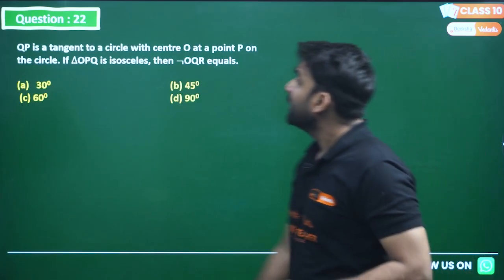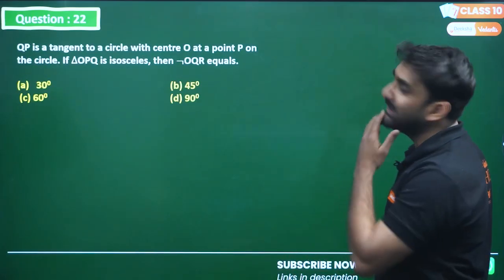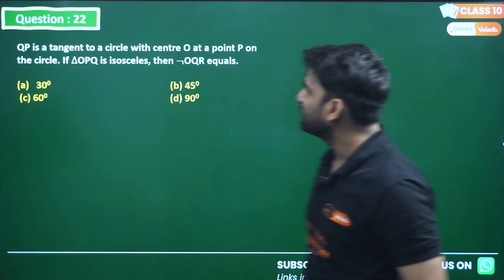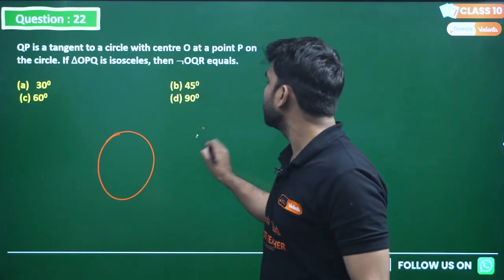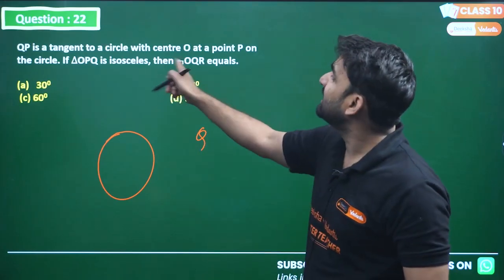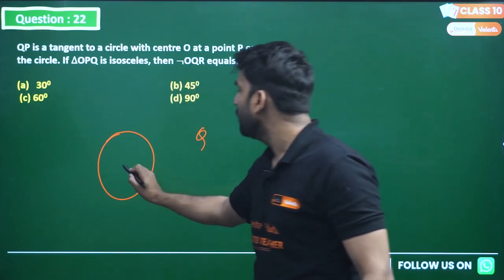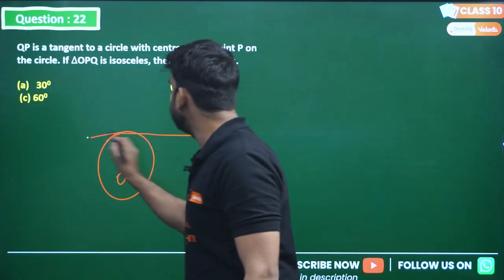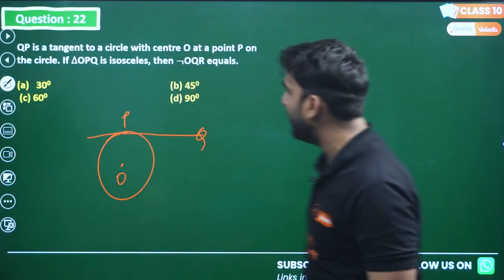Question number 22. QP is a tangent to a circle of center O at a point. So my dear, this is QP. QP is a tangent to a circle with center O, this is the center, my dear, at a point P. So this is point P, my dear.